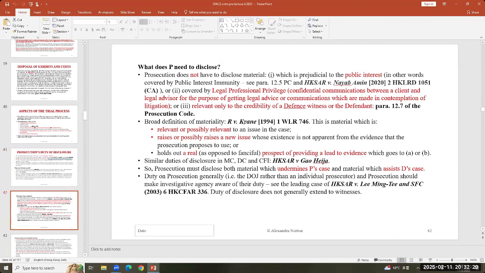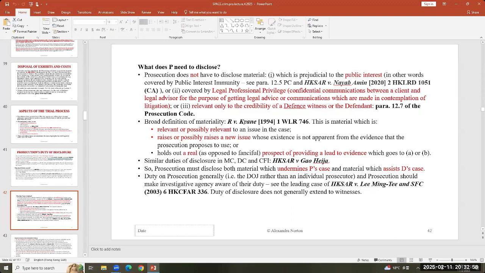So they do not have to disclose anything that is covered by public interest immunity. And this case of Nayab Ayim is in your evidence law notes, nor do they have to disclose anything that is covered by legal professional privilege. So for example, if the Department of Justice have gone and sought the views of outside counsel and counsel has written an advice, then that would not need to be disclosed.